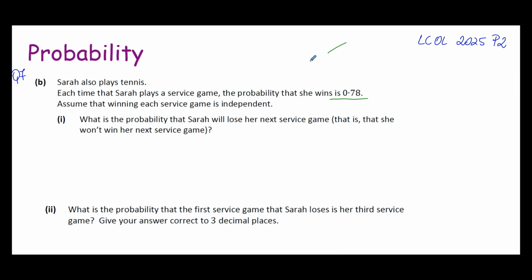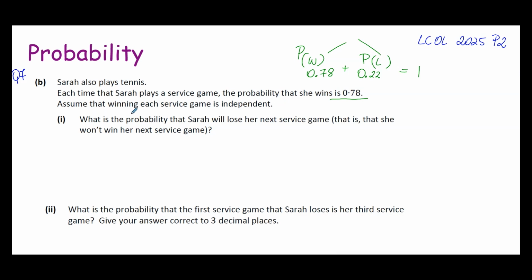So we have two options: probability of winning, that is 0.78, and then the other one is probability of losing, isn't it? So how do I know how much the probability of losing will be? Well, she either wins or loses, and both together are 1. So if from 1 we take away 0.78, we get 0.22. That is the probability of losing, assuming that winning each service game is independent.